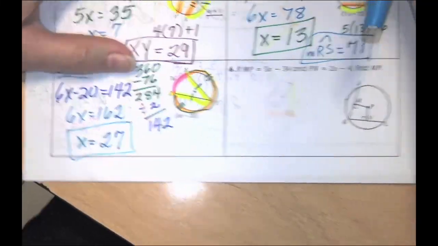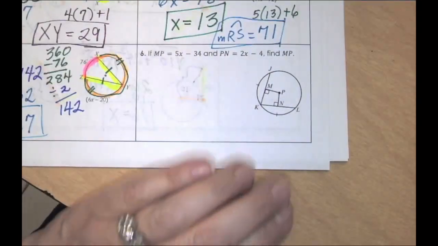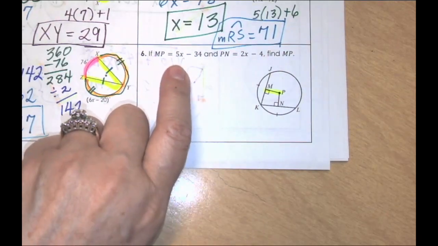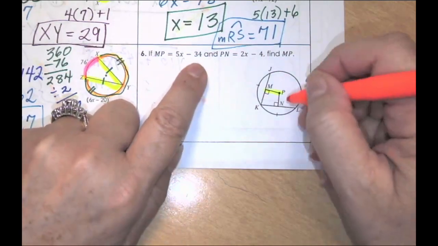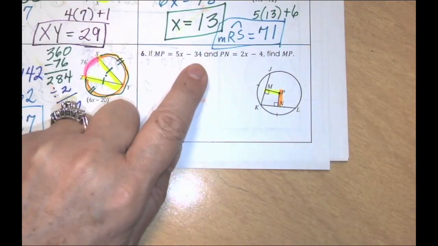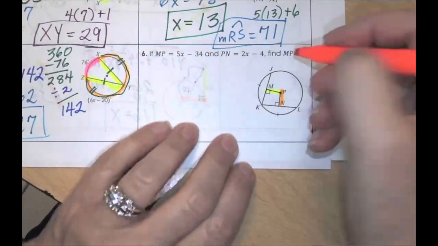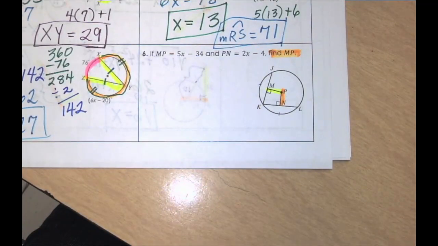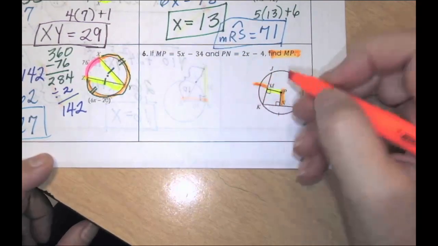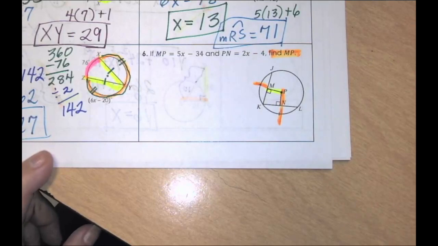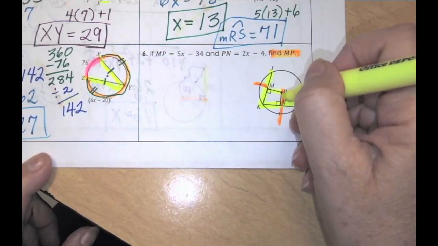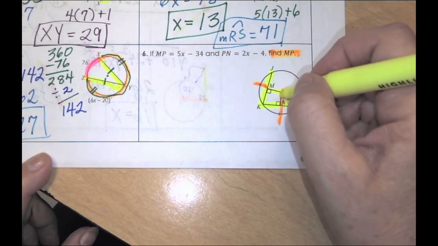One more. If the measure of MP right here is 5x minus 34, and the measure of PN is 2x minus 4, find MP, the measure of MP. Well, that was our second if and only if up there, that if the arcs or chords are congruent, which they are, arcs are marked congruent, therefore chords are congruent, therefore, what was that second if and only if? They're equidistant from the center.